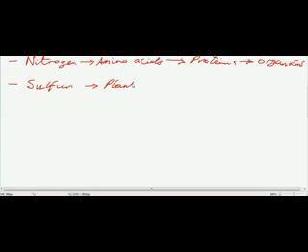So, plant nutrient, and protein assembly as well, actually. Protein assembly.